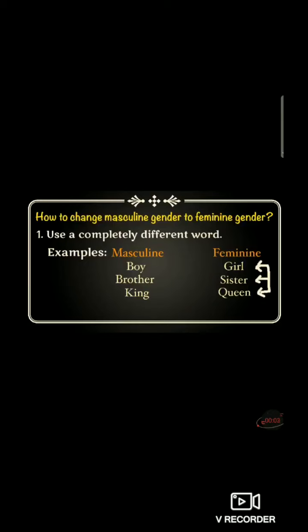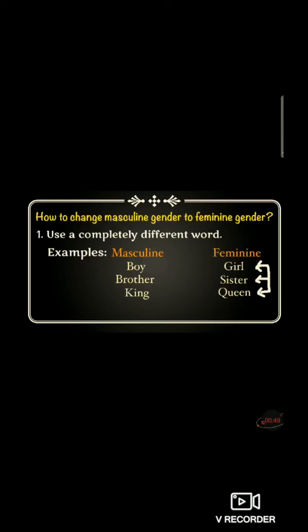How to change masculine gender to feminine gender? The very first point: use a completely different word. For example, in masculine gender the first one is boy, so the answer in feminine gender is girl. If masculine is brother, feminine will be sister. In masculine gender there is a king, so in feminine gender it will be queen.